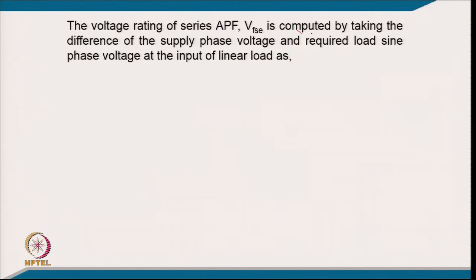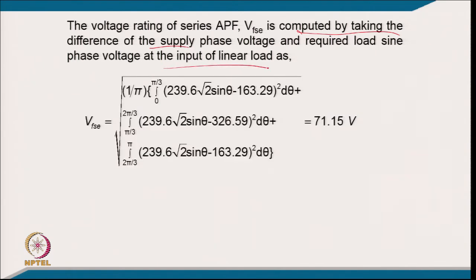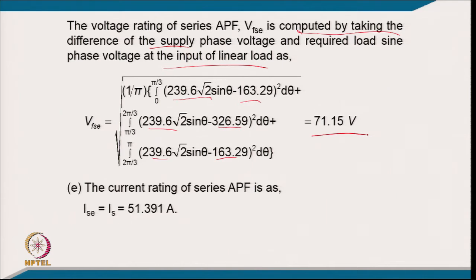So, the voltage rating of the series active filter, ESC, is computed by taking the difference of the supply phase voltage and the required load sine voltage at the input. So, calculating the 3 segments, we have a sine wave segment, then VDC by 3, then the sine wave segment with 2 VDC by 3, and then again sine wave minus VDC by 3, and taking RMS it comes to 71.15 volt.